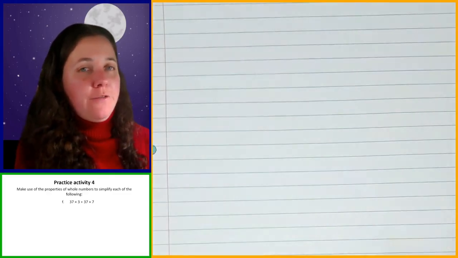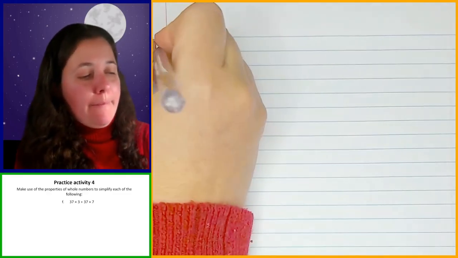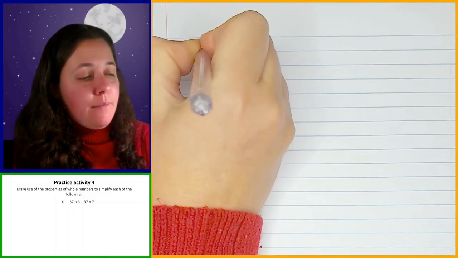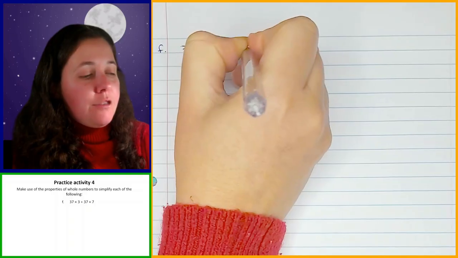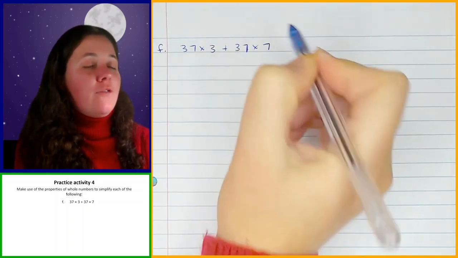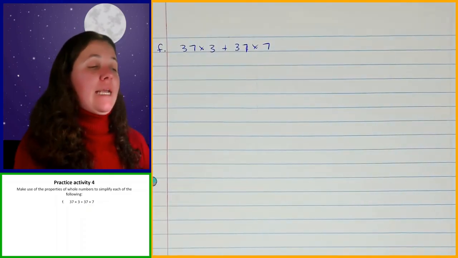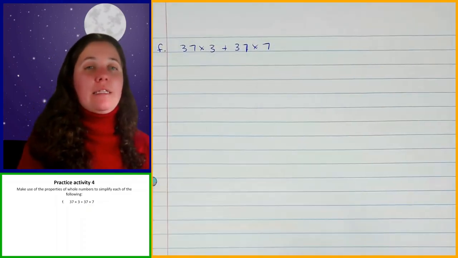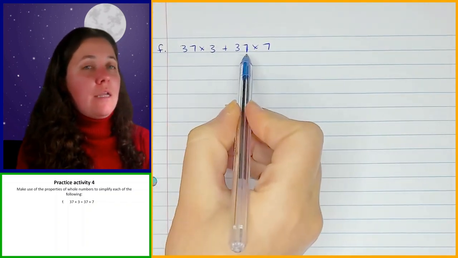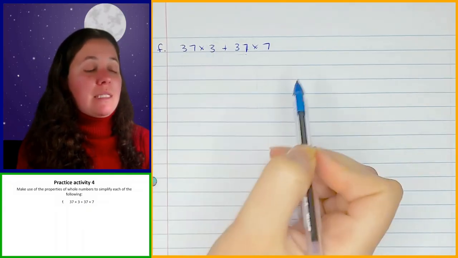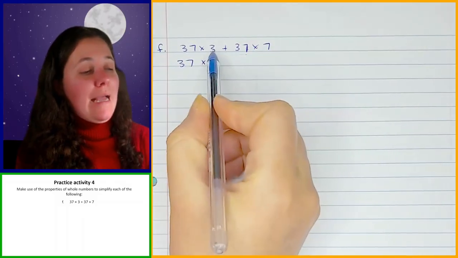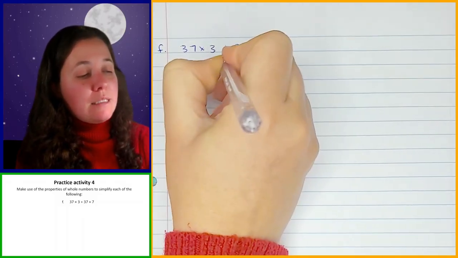For question F, we have got 37 times 3 plus 37 times 7. In this example, I'm actually going to use the distributive law backwards. At the moment it's in its expanded form, and I'm going to put it back into brackets. I've got 37 in both of these being multiplied by something. So I'm going to put the 37 over here and multiply it. I'm going to add the 3 and the 7 inside the brackets.